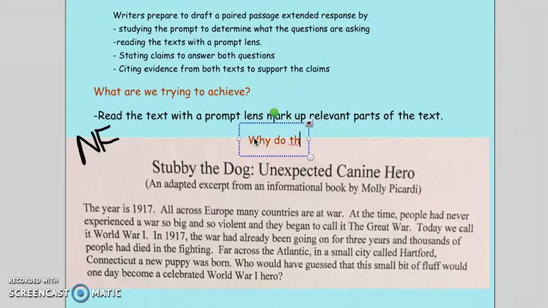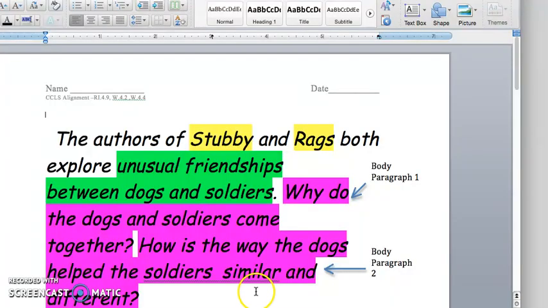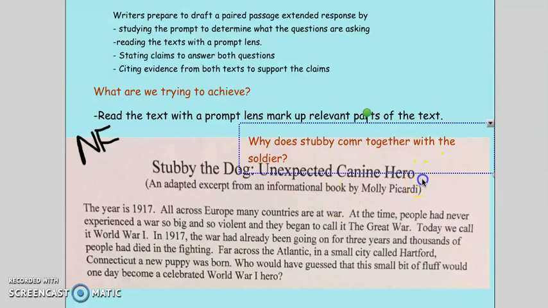Why does Stubby come together with the soldier? Whoever the soldier is, I don't know yet. That's my first one. And then the second one is, how is the way the dogs help the soldiers similar or different? Well, I don't know how it's going to be similar or different from the first text. I just want to find out, how did the dog help the soldier? Okay, so I'm going to write that down for myself.